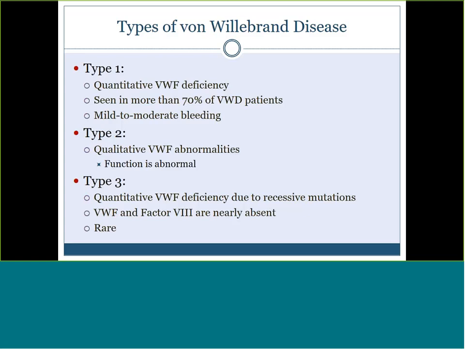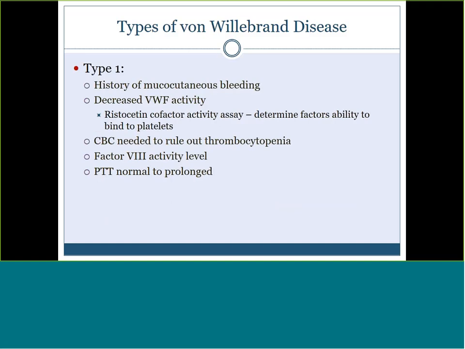In other words, you don't have enough von Willebrand factor. So to diagnose this, again, you'll see the history of mucocutaneous bleeding. A patient would come in and they would have petechiae, purpura, nosebleeds, or that's what they'd be telling. They'd say, oh, I'm always getting nosebleeds. I'm always getting these little pinpoint hemorrhages on my skin, whatever.